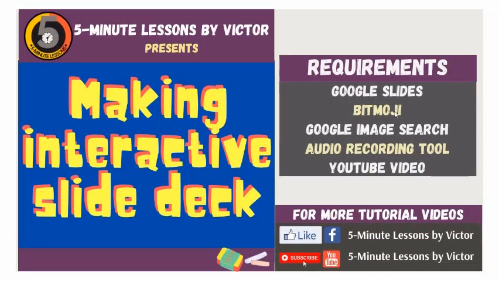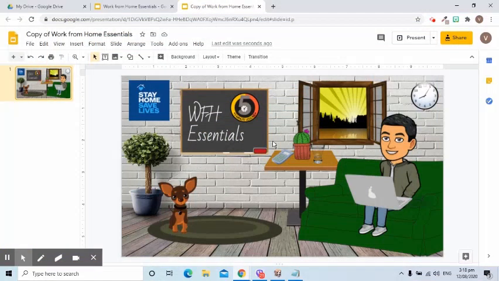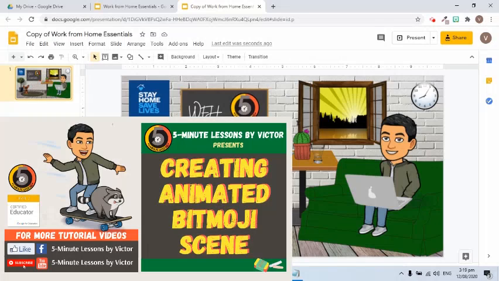Now let me share to you how I created this interactive slide deck. We are still going to use free online tools like Google Slides, Bitmoji, Google Image Search, audio recording tool, and YouTube video. For the first slide, we just have to add images and Bitmoji to create this virtual room. In this video, I'm not going to show how to create the Bitmoji virtual room or scene anymore. I have a separate video where I demonstrated how to create a Bitmoji scene and how to animate the character. You can watch that video by going to the link that I included also in the description of this video.